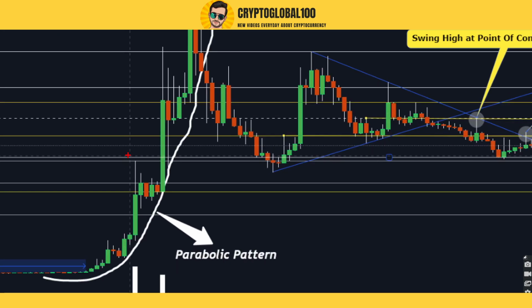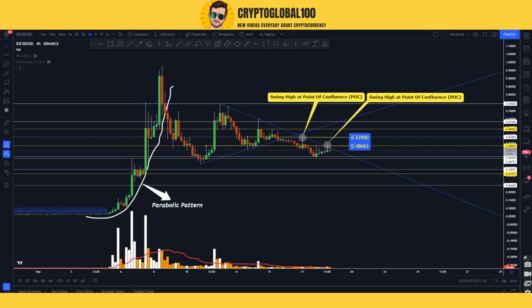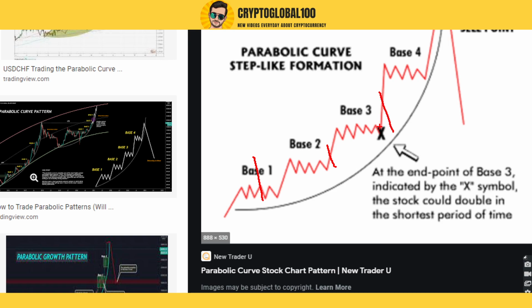After the parabolic move, you can clearly see this is a parabolic move. This is base 1, base 2, base 3. Keep that in your mind. After base 3, usually what happens, we make the all-time high. If I show you the parabolic move here, you can see base 1, base 2, base 3, and after base 3 usually we fall down.